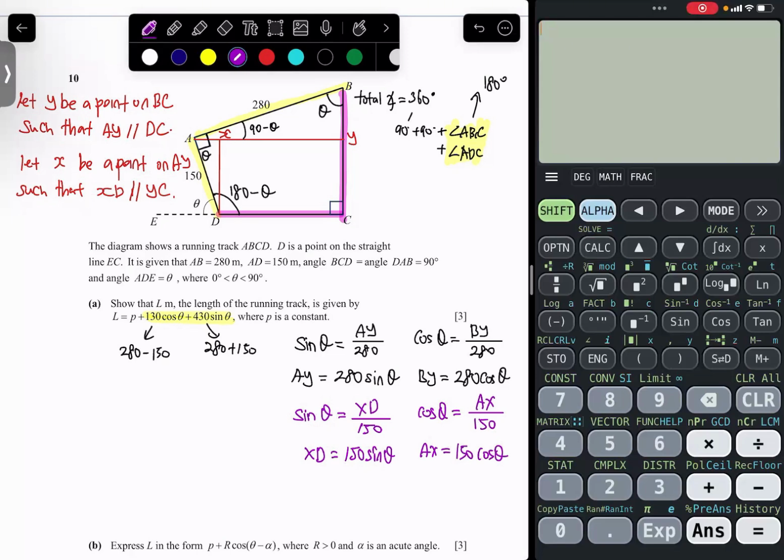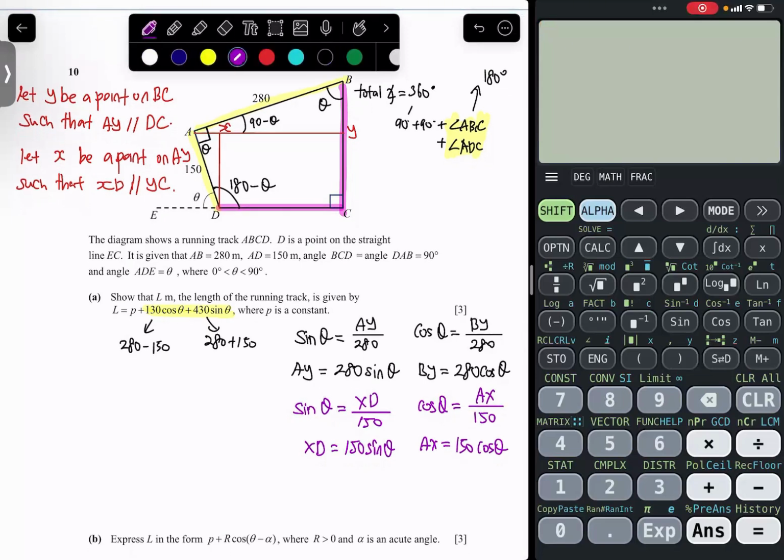Now, notice that XYCD is a rectangle. So DC is equal to, okay, the perimeter, we can add already. So the perimeter is 280 plus 150 first, plus DC. What is DC? DC is actually AY minus AX.